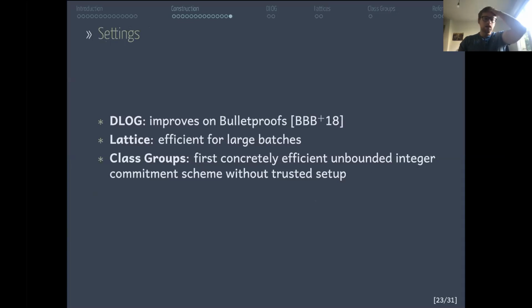Lastly, quickly talking about the settings where we applied it. The first setting is the D-log setting, where we improve on Bulletproofs. I go into a more detailed comparison later. Then in the lattice setting, we constructed a range proof that is quite efficient for large batches. And in class groups, we constructed the first concretely efficient unbounded integer commitment scheme without trusted setup. All of these are without trusted setup, but this one is even an unbounded integer commitment scheme, whereas in the D-log and lattice settings, we need shortness of the modulus.